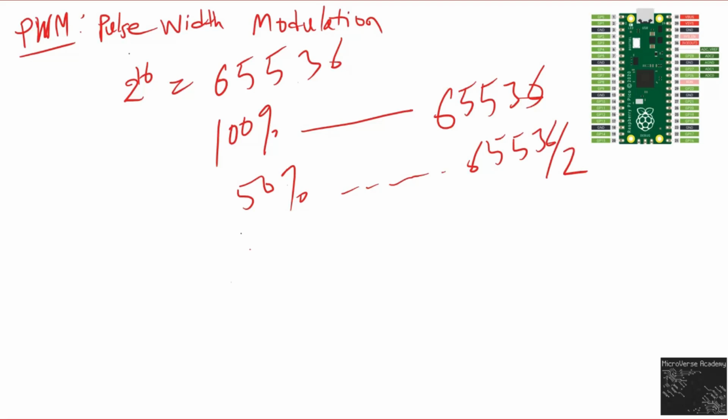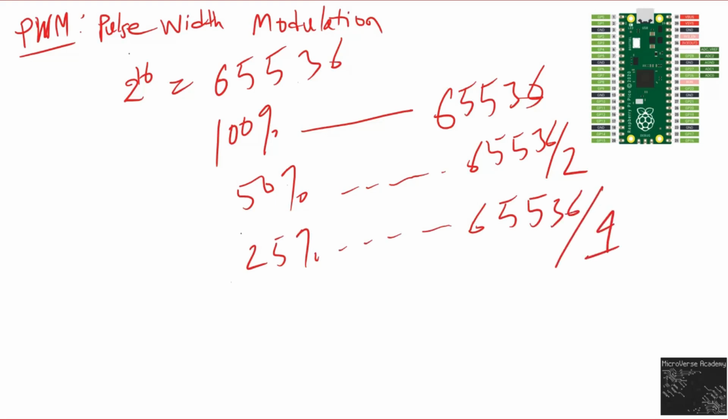And if you need 25% of this one, then it will be 65536 over 4. So this is the very basic idea. And if you want just 0%, then it will be 0. So there are a few things you need to be careful about when you implement PWM with any kind of microcontroller or the Raspberry Pi Pico board. You need to be careful about this bit.